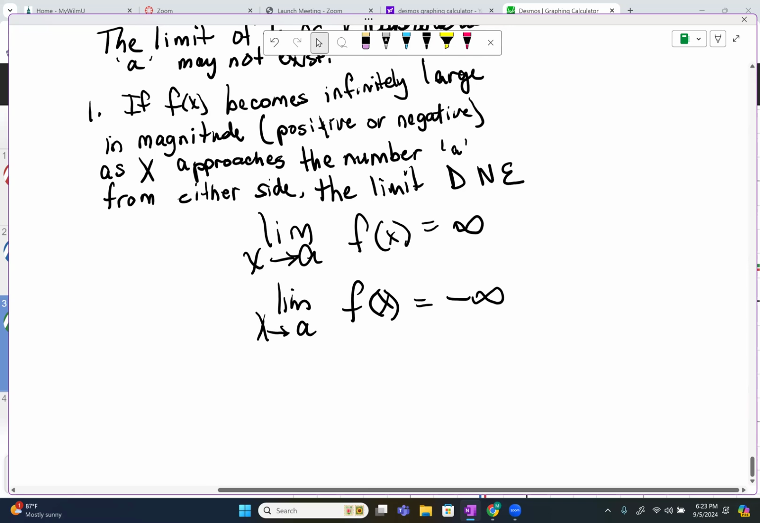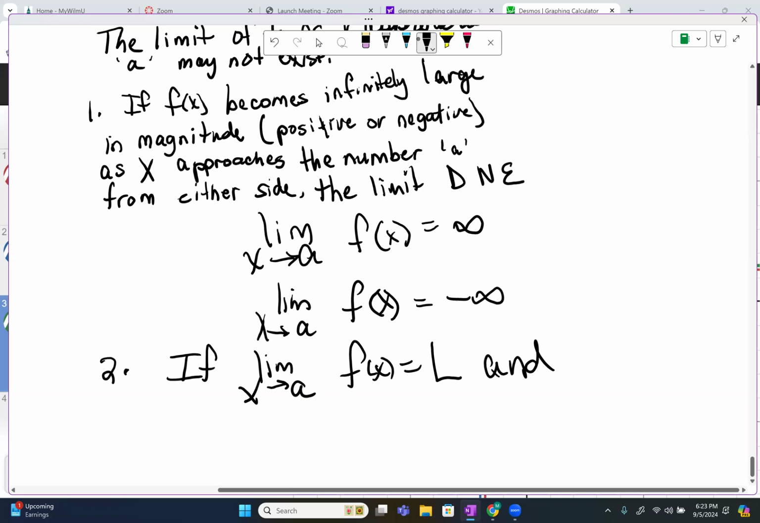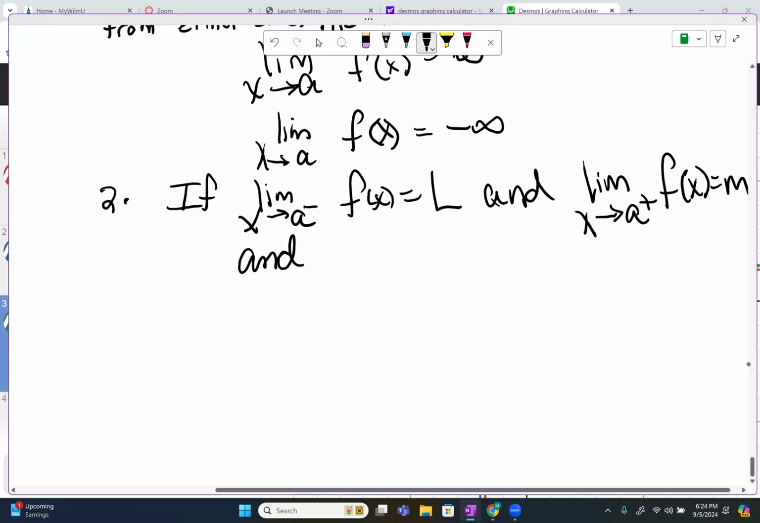So the second point I want to make is if the limit as x approaches a from the left for some f of x function is equal to L, and the limit as x approaches a from the right of some f of x is equal to m, and L does not equal m, you also have a situation where the limit does not exist.